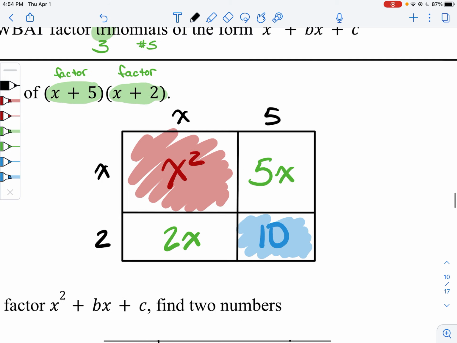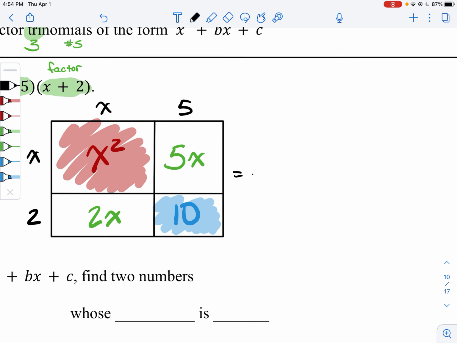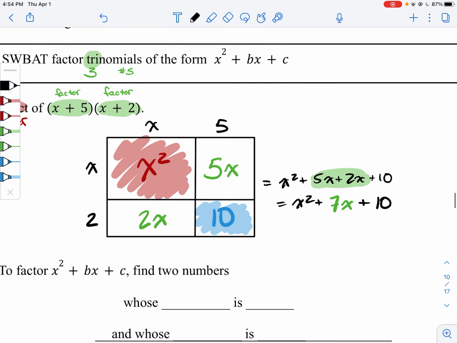Now, that means the area inside this rectangle is x squared plus 5x plus 2x plus 10. But we've got some like terms here. 5x plus 2x is 7x. So this is actually equal to x squared plus 7x plus 10. And that would be our product.